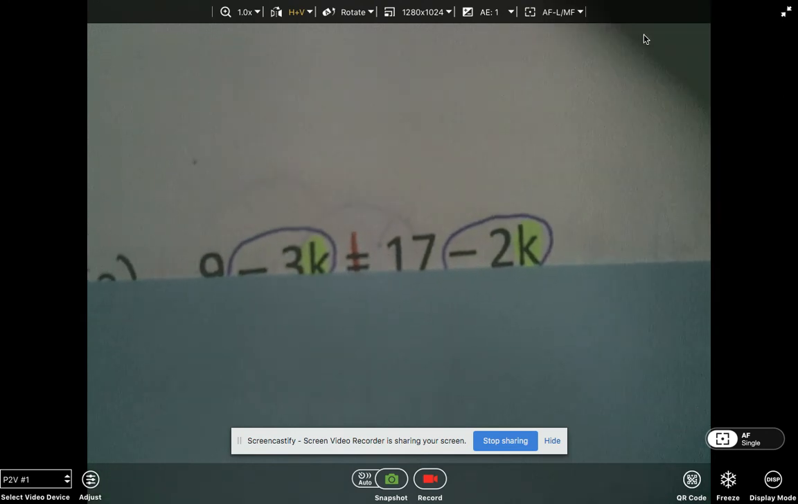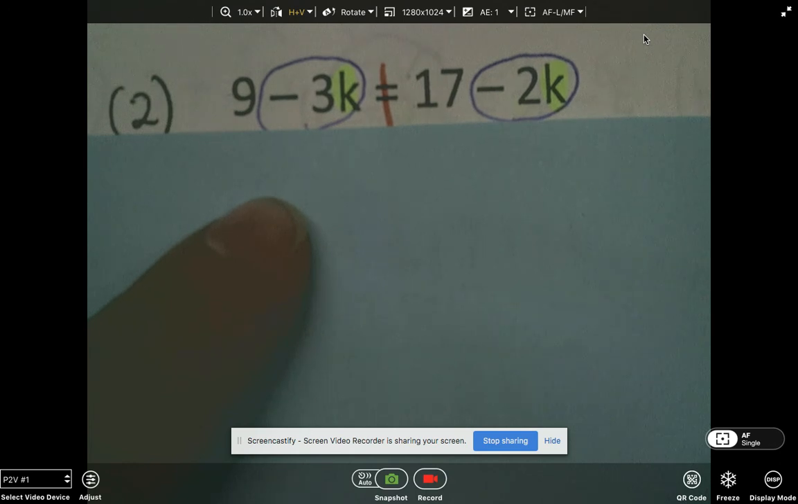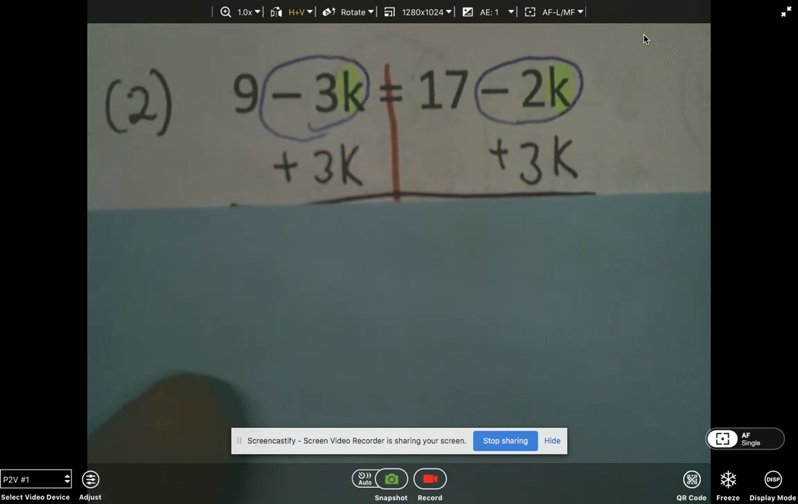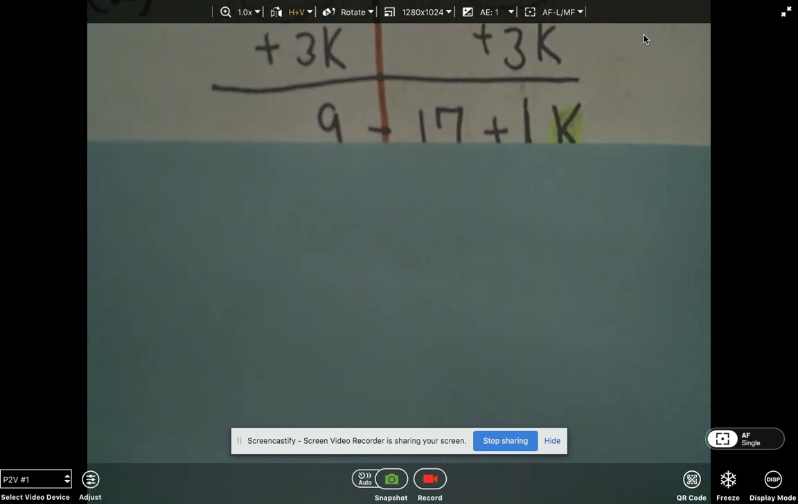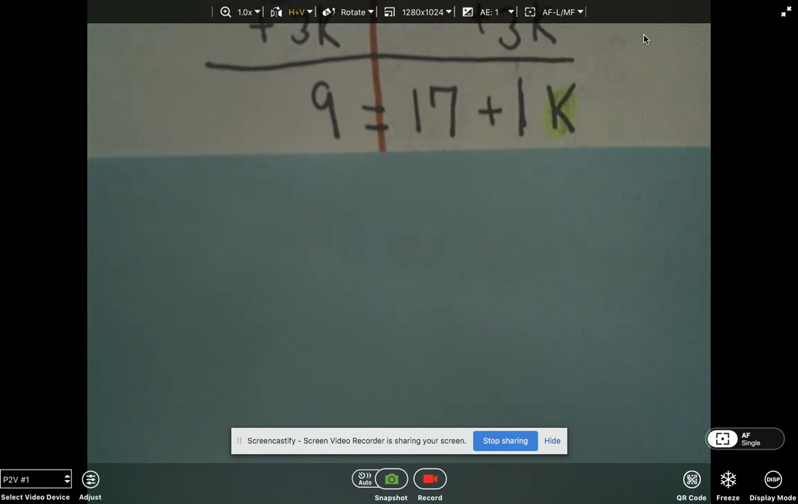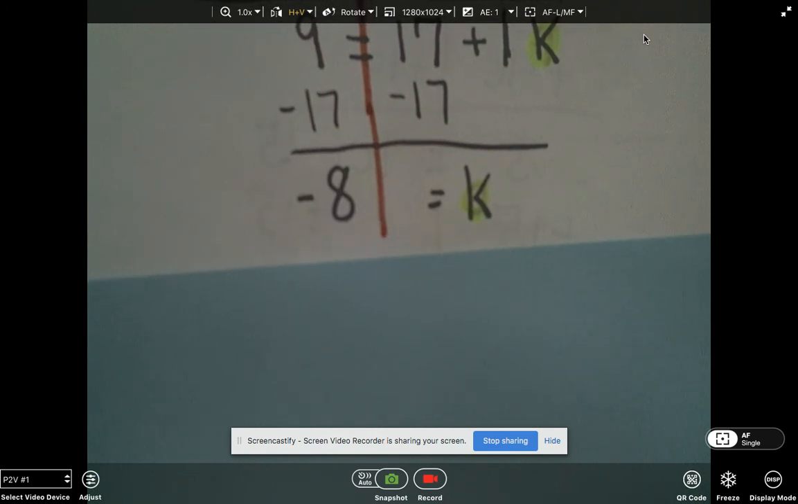All right, so raise your hand in example 2. What variable term will I eliminate from my equation? Negative 3k. So what would I do to both sides? Add 3k. What am I left with? 9 equals 17 plus 1k, or just k. Now it's really just one step to solve this. What do I do to both sides? Minus 17. And the final answer would be k equals negative 8.